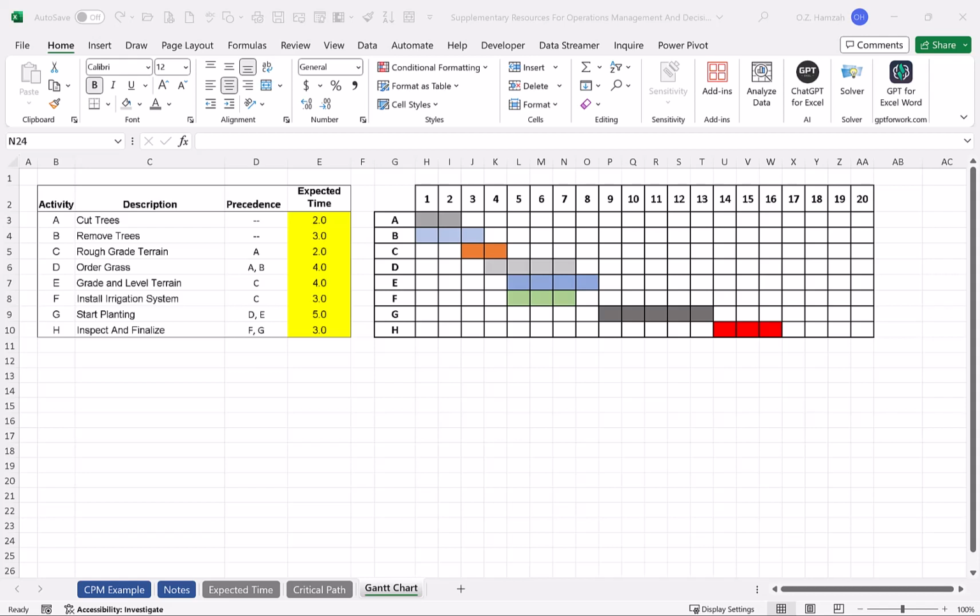Before we leave this, let's look at one more consideration. What if we decided that we can finish step D, activity D, in 3 weeks instead of 4? Take a look at it. 3 weeks instead of 4. Would that make the project completion time any faster? The answer is no, because it is not on the critical path, and making it 3 weeks does not change activity E, which the following activities G and H depend on.